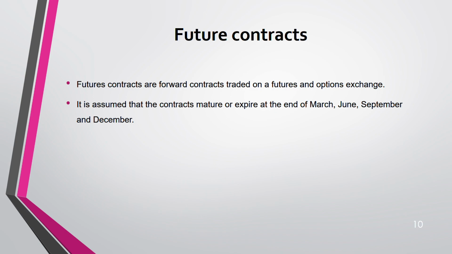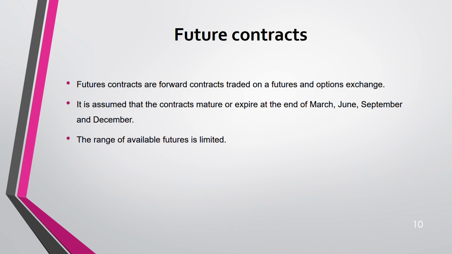That's why all the future contracts are assumed to expire in these four months: March, June, September, December. Coincidentally, your ACCA exam sessions are also in these four months, so you will never forget it. It expires at the end of each month: 31st of March, 30th of June, 30th of September, 31st of December.